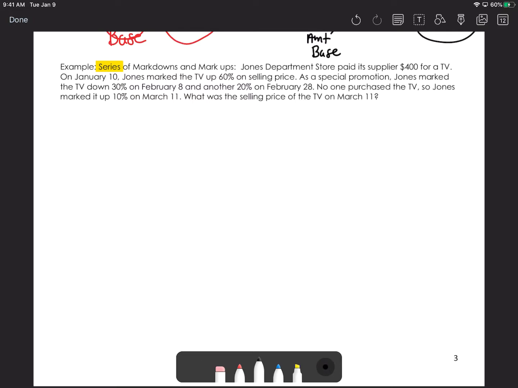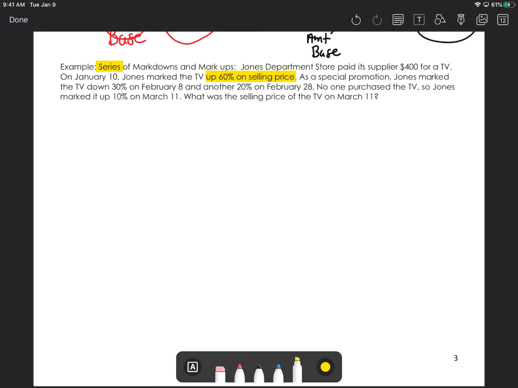So the problem says Jones Department Store paid its supplier $400 for a TV. So the TV cost this company $400. Then they marked it up 60% on selling price. So here's some more keywords. So they marked it up 60% on selling price to find the selling price.